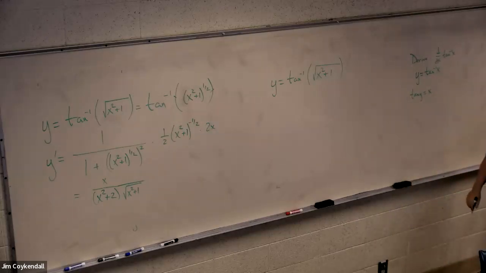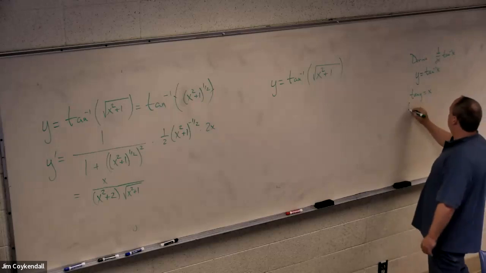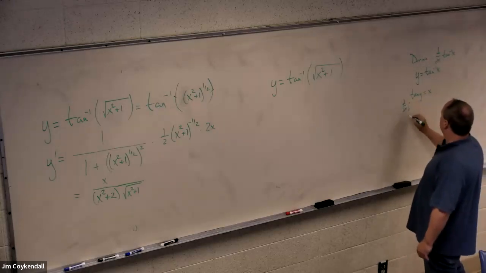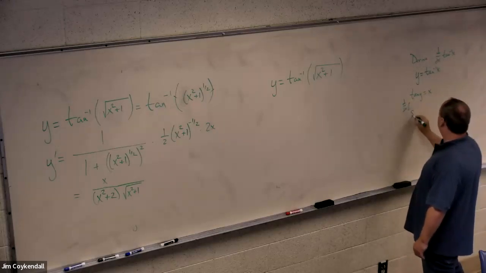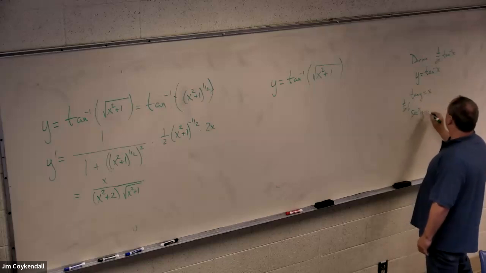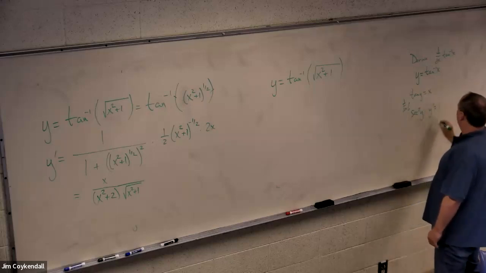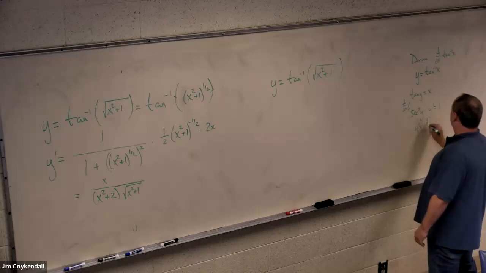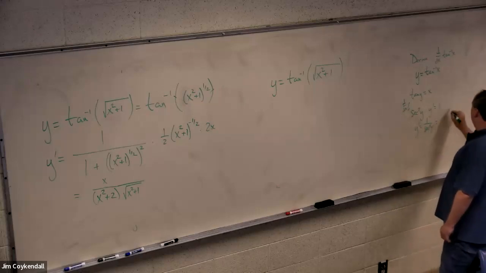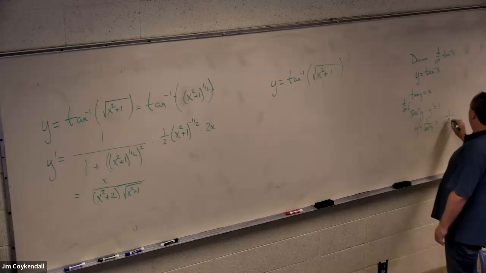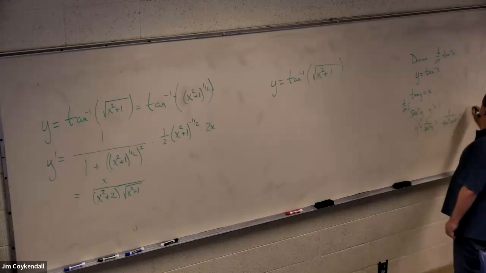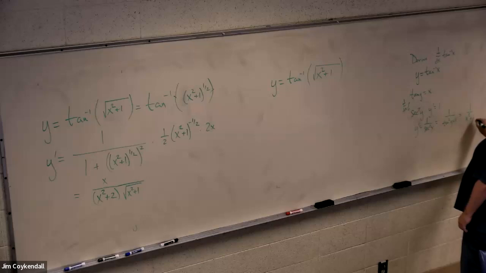Derivative of tangent is secant squared. So this is secant squared y, y prime equals 1. Y prime is 1 over secant squared y, which is 1 over tangent squared y plus 1, which is 1 over x squared plus 1.